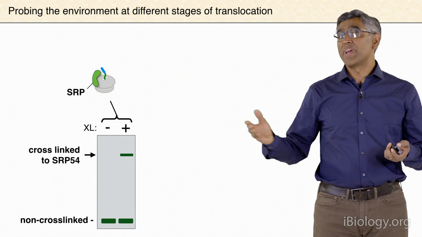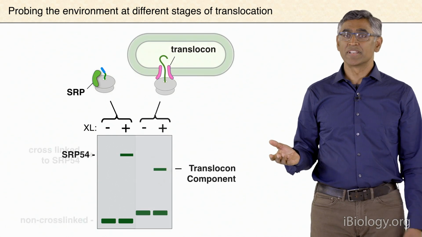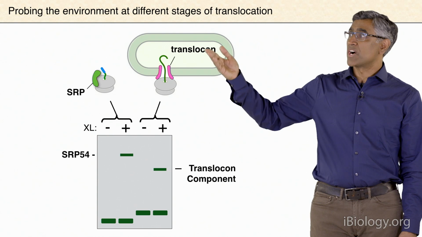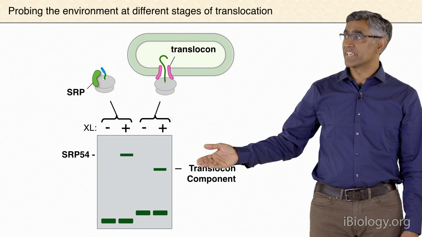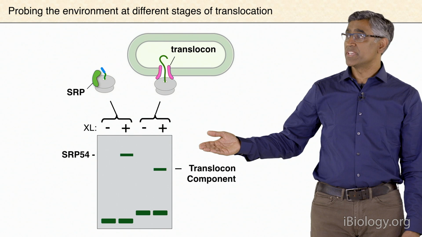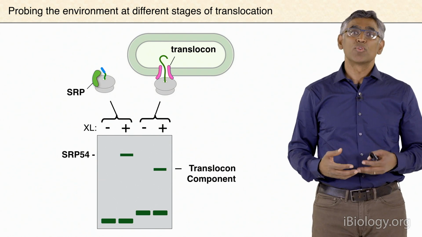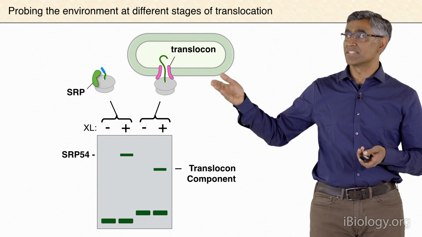Now, if you make a longer intermediate and do the reaction in the presence of ER membranes, you might generate, for example, an intermediate that's in the process of translocating across the membrane. If you do the same cross-linking, the cross-link to SRP disappears, and now you see a cross-link to a new component, which one would hypothesize is a component of the translocation channel itself.